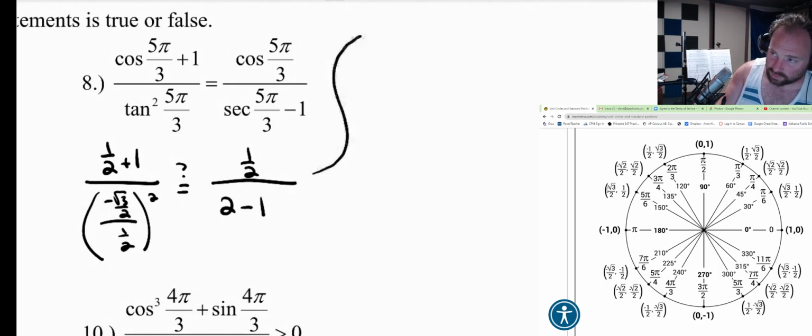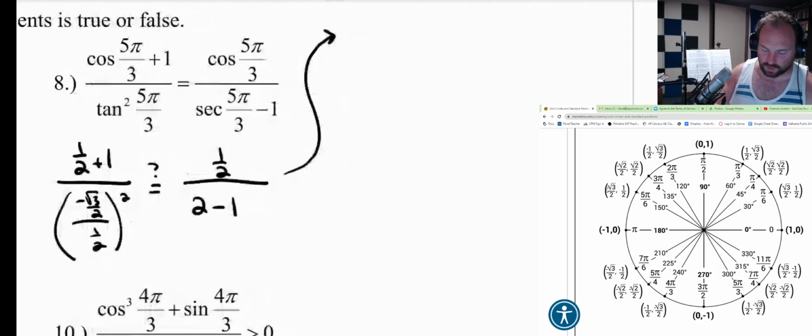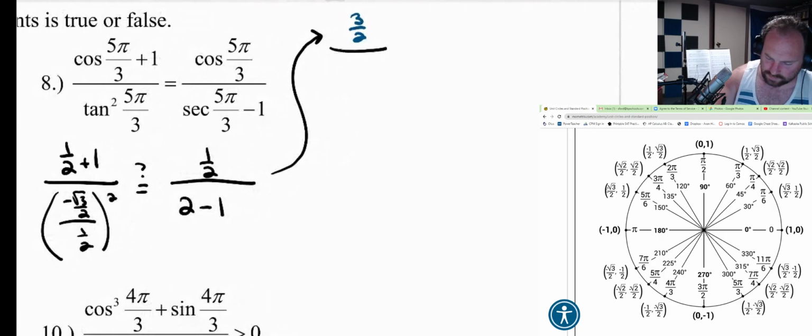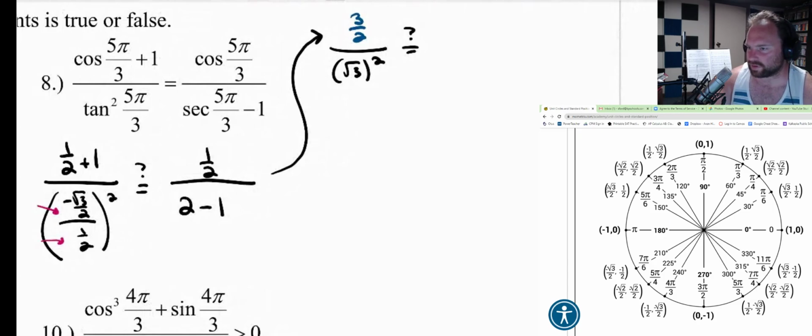I'm going to move this whole operation up to the side there and give myself some room to work with so I can think about it in more detail. So on the top of the left fraction, 1/2 plus 1 is 3/2. On the bottom, again, the 1/2s will cancel out like they do right there and there, leaving the square root of 3 squared. We'll deal with the rest of that in a minute. And is that equal to, this is basically 1/2 over 1, so that's just 1/2.